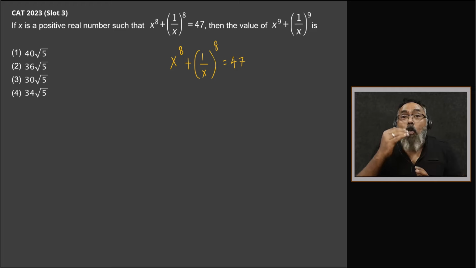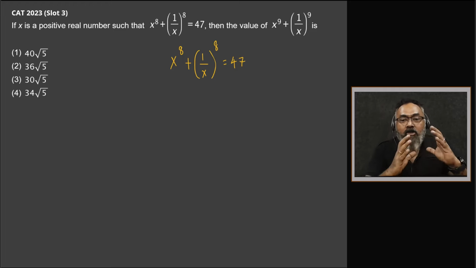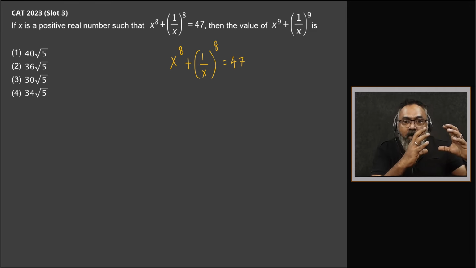There are two components: x to the power of 8, and the other component is 1 divided by x to the power of 8. Now, x to the power of 8 is going to be a significant quantity. 1 by x to the power of 8 will be a very minuscule quantity. Let's just imagine 2 to the power of 8. Now 2 to the power of 8 is how much? 2, 4, 8, 16, 32, 64, 128, 256. Yeah, 256.